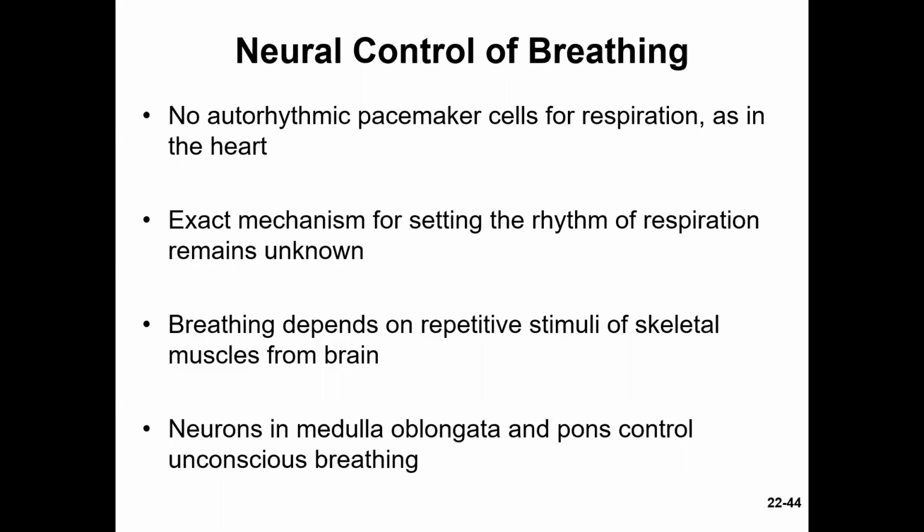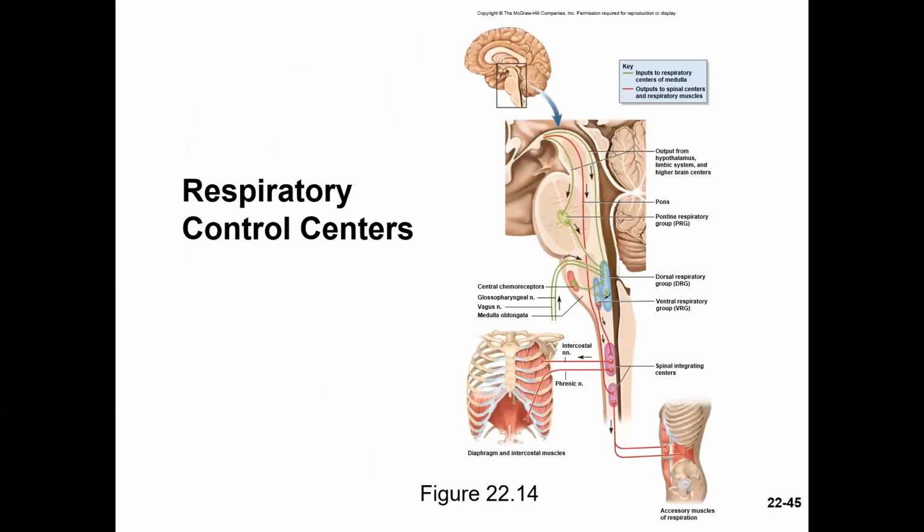Okay, the neural control of breathing. There's no autorhythmic pacemaker cells for respiration like there is in the heart. The exact mechanism for setting the rhythm of respiration is unknown. It's another one of those things we still do not have figured out. Breathing depends on repetitive stimuli of skeletal muscles from the brain, and neurons in the medulla and pons control unconscious breathing. So let's look at some of the respiration centers.